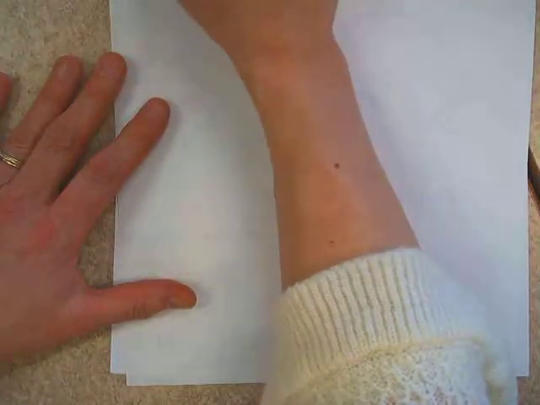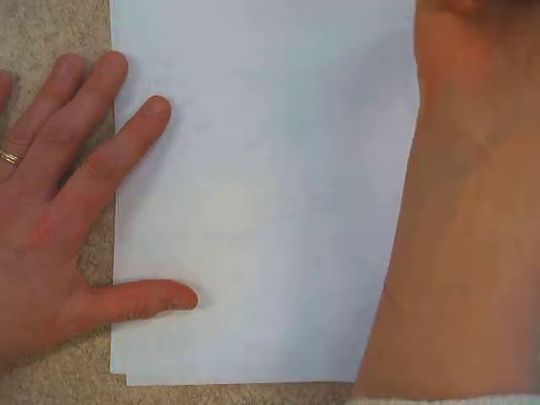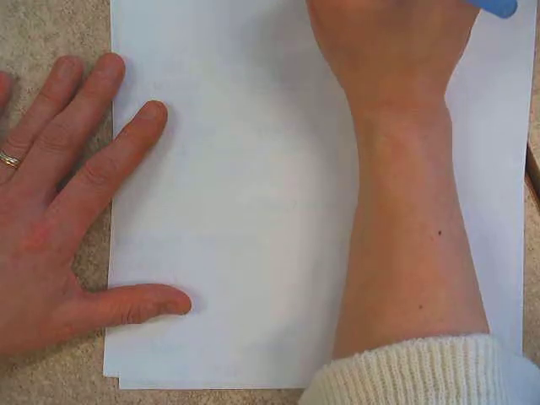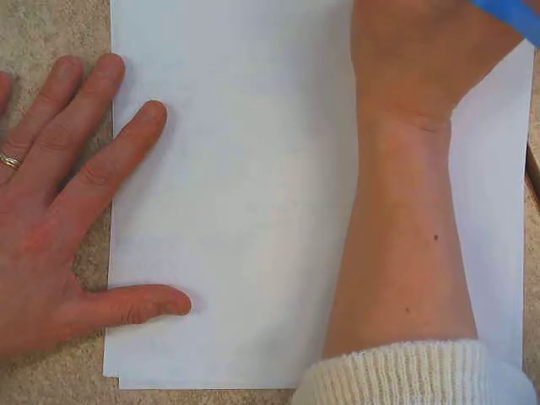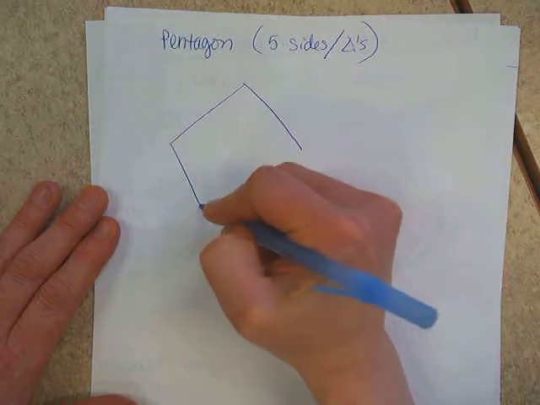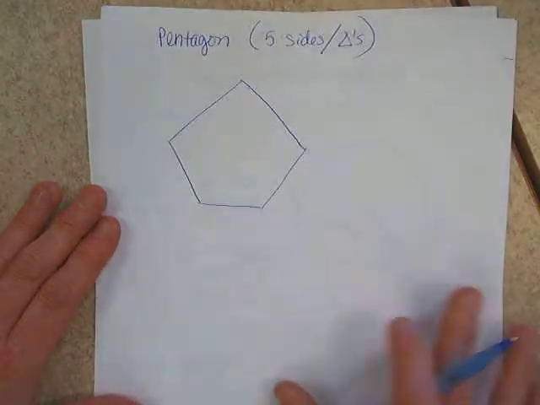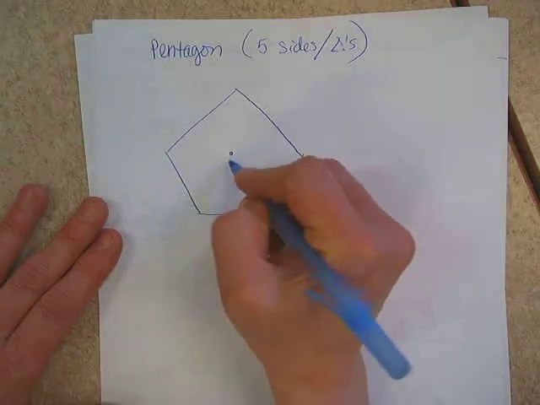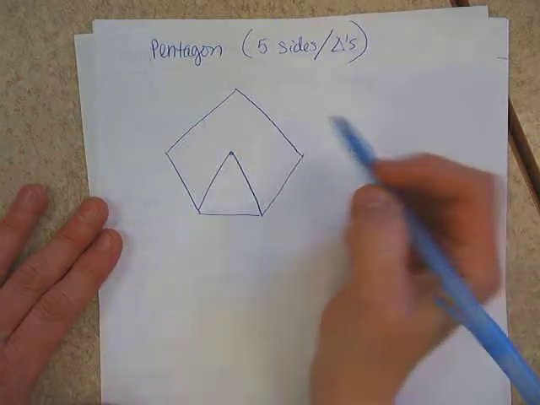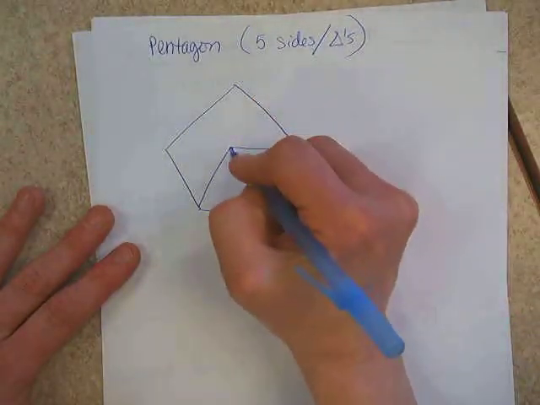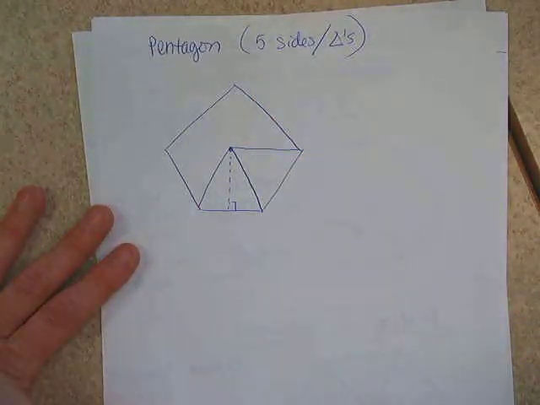So this time we're going to talk about a pentagon. How many sides does that have? 5 sides. Or triangles, if you're thinking in terms of triangles. Okay, so here's our pentagon. We'll draw in 2 of the triangles. Draw the apothem in 1.